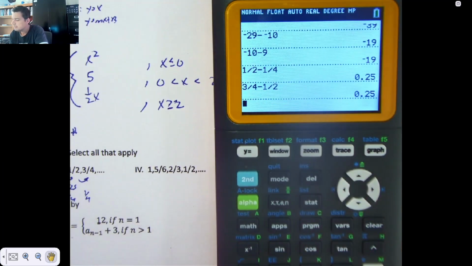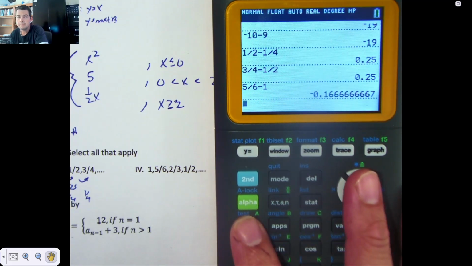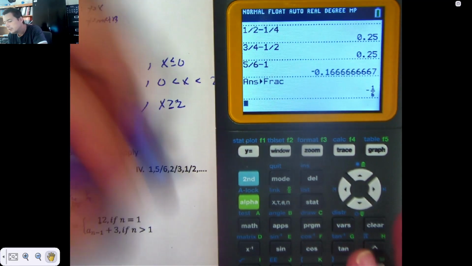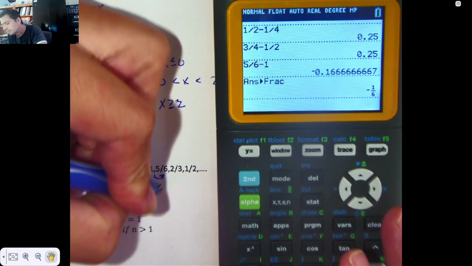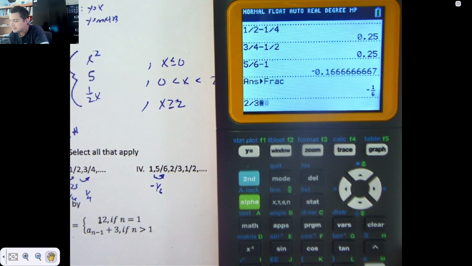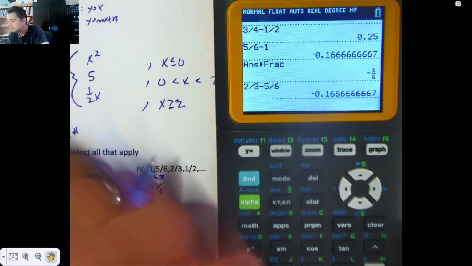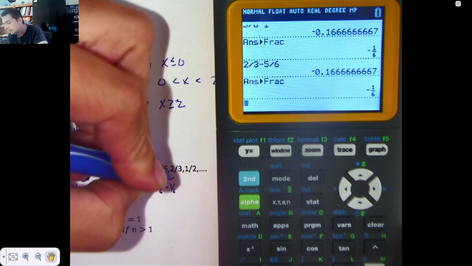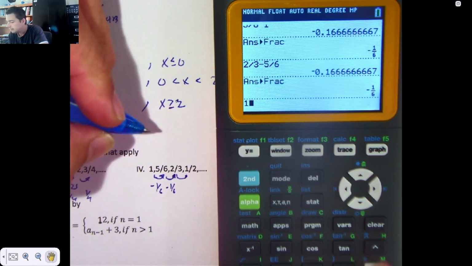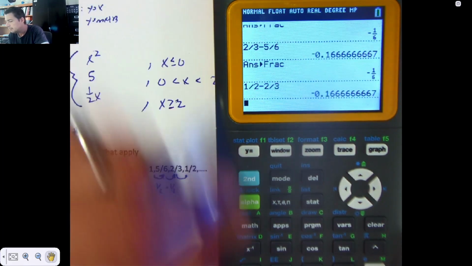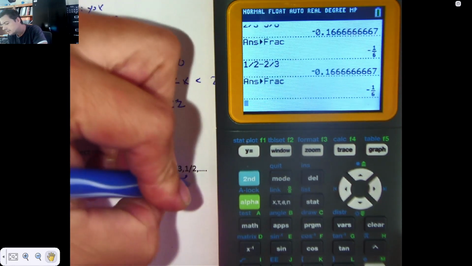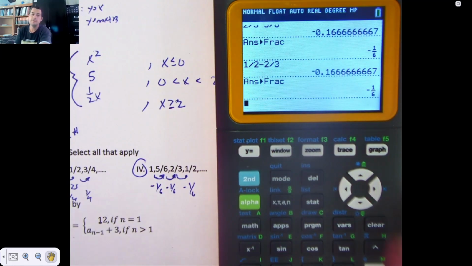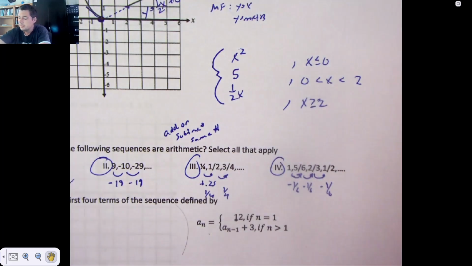What's up with this one? We go from 1 to 5/6. 5/6 minus 1. Oh, here's a little key you forgot about. Math, enter, enter. You're losing a 1/6. 2/3 minus 5/6. Math, enter, enter. You're losing a 1/6. All right. 1/2 minus 2/3. Math, enter, enter. You're losing a 1/6. There were 3 choices on that particular example.